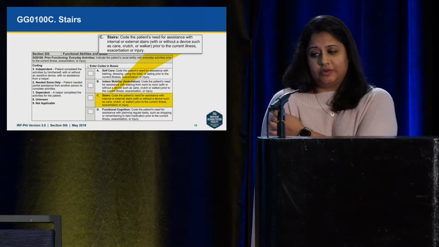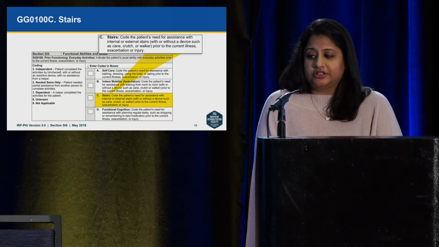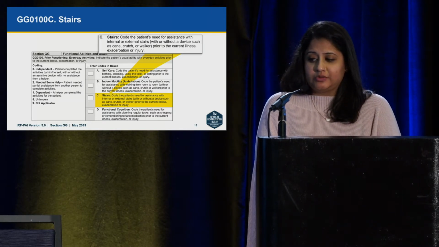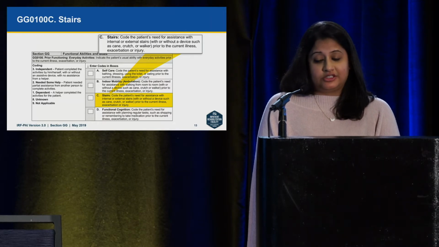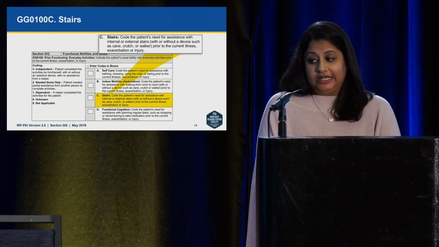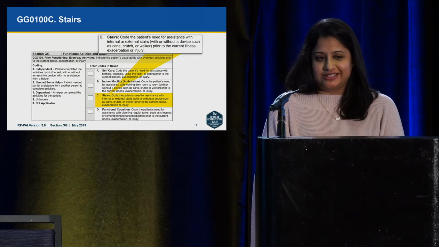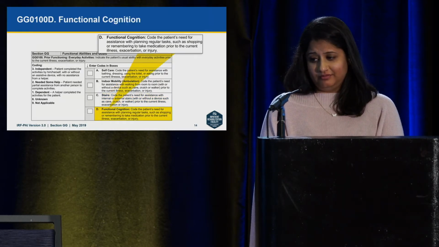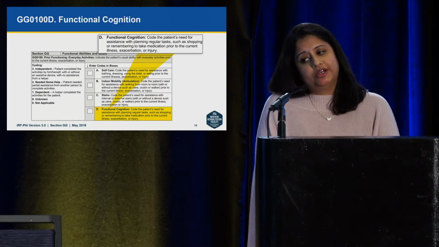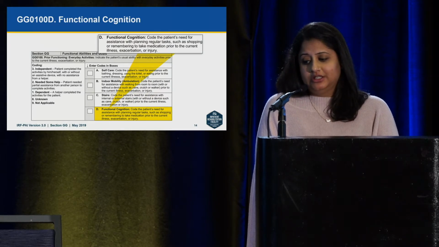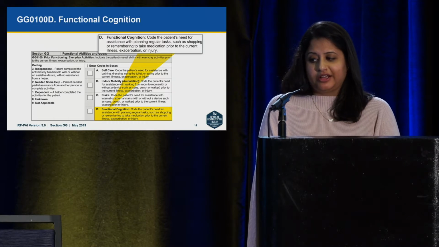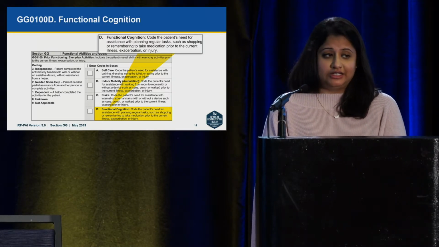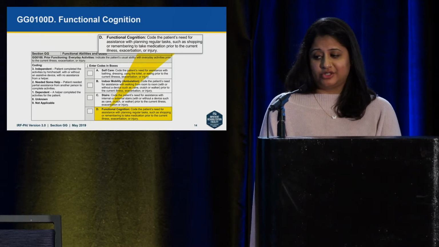Next is GG0100C, stairs, and here clinicians code the patient's need for assistance with internal or external stairs, with or without a device, such as a cane, crutch, or walker, and again, it's prior to the current illness, exacerbation, or injury. And finally, we have GG0100D, functional cognition. This is where clinicians code the patient's need for assistance with planning regular tasks such as shopping or remembering to take their medication, again prior to the current illness, exacerbation, or injury.